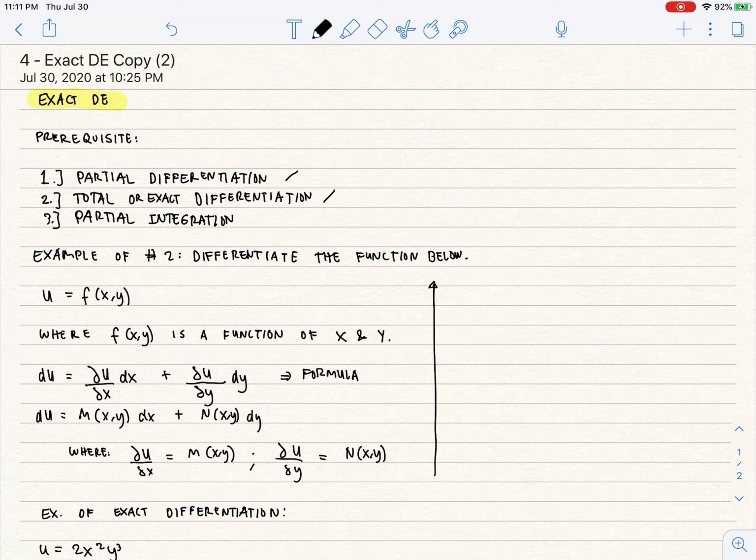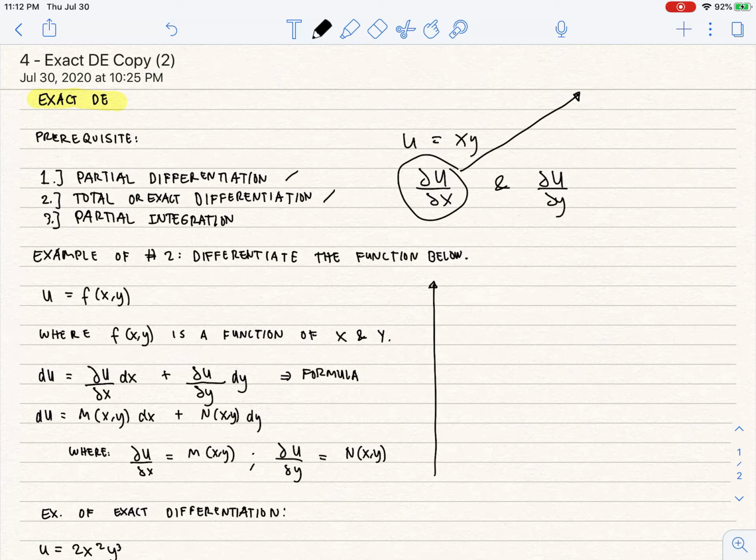Pero, naay siya yung formula, ang kaning total or exact differential, or total or exact differentiation. Okay, so, recall number 1, which is partial differentiation. Say, for example, we are given a function, example u is equals to xy, then nakabutang sa problem na we need to find the partial derivative of u with respect to x and also the partial derivative of u with respect to y.